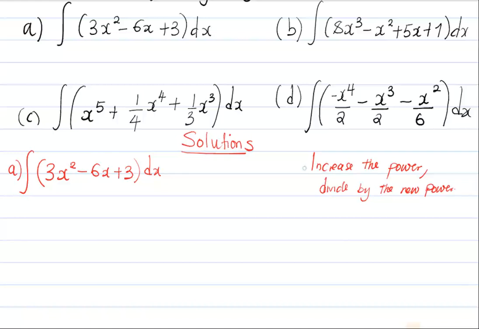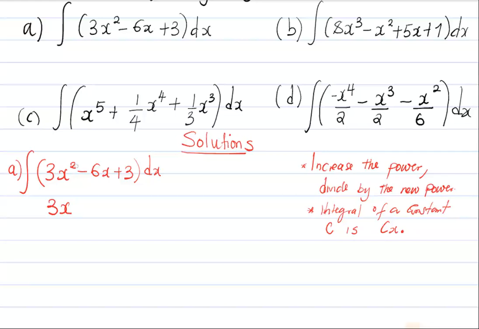Now, you also need to take note that the integral of a constant, let's say c, is just cx. I want you to take note of that, as we work out this one so that you can know how to progress. Good.